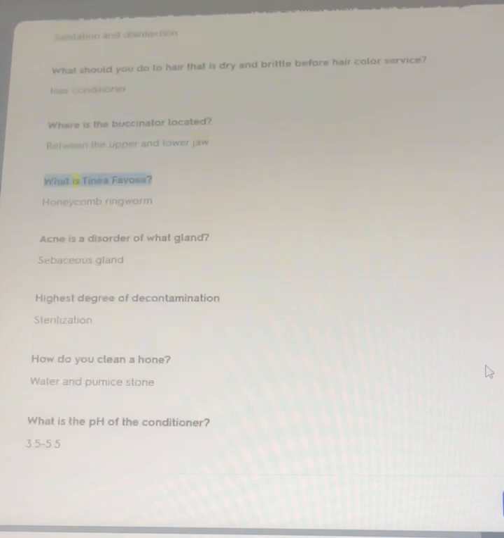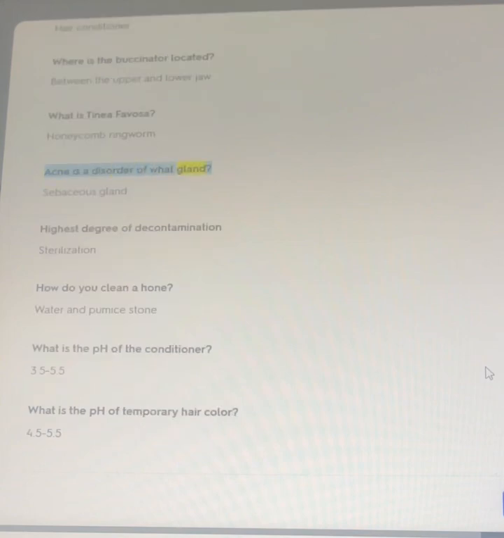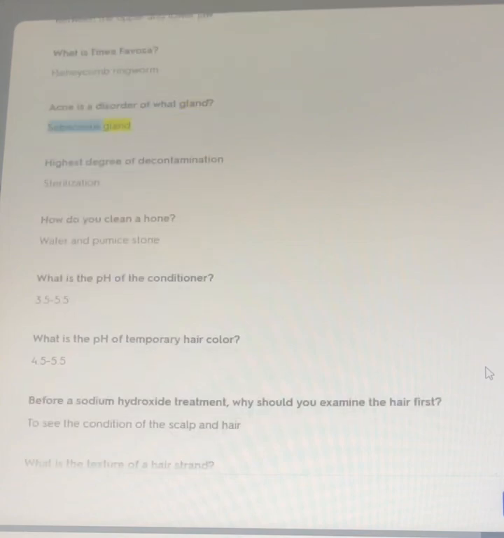What are the 2 levels of decontamination that are most often used in a barbershop? Sanitation and disinfection. What should you do to hair that is dry and brittle before hair color service? Hair conditioner. Where is the buccinator located? Between the upper and lower jaw. What is tinea favosa? Honeycomb ringworm. Acne is a disorder of what gland? Sebaceous gland.